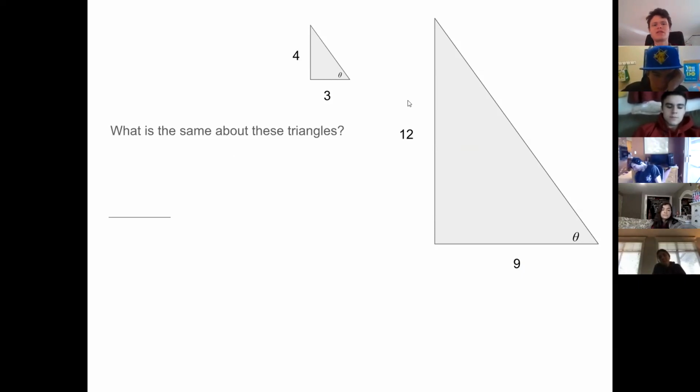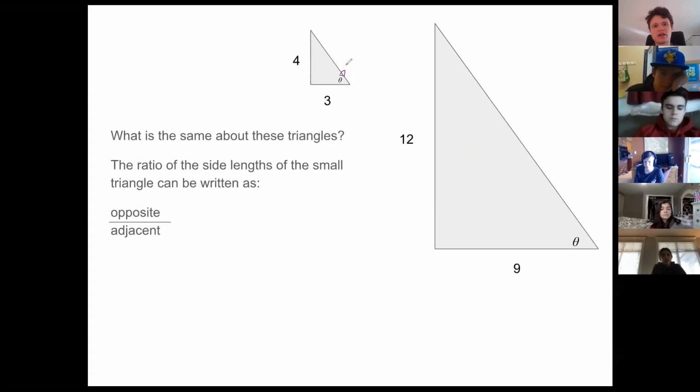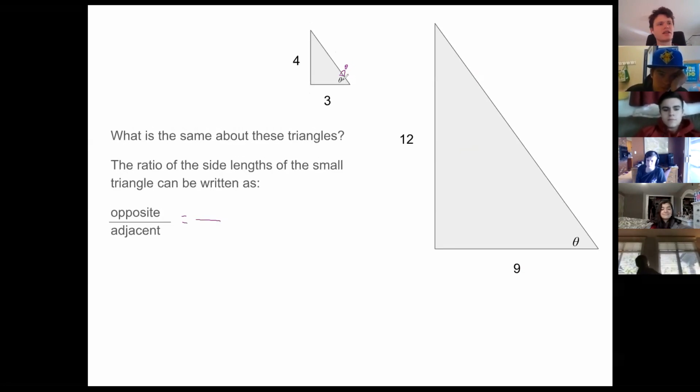So the ratio of the side lengths of the small triangle can be written as opposite over adjacent. So here's our star of the show, that theta there. Opposite over adjacent. So let's see what that is. What is the side length opposite to this theta?